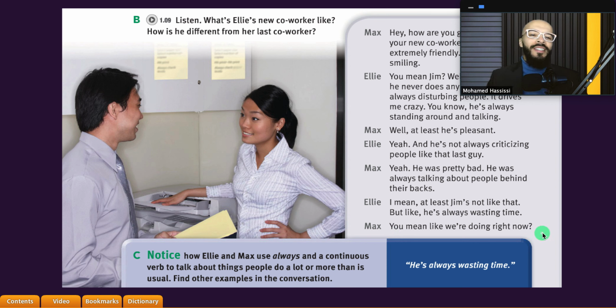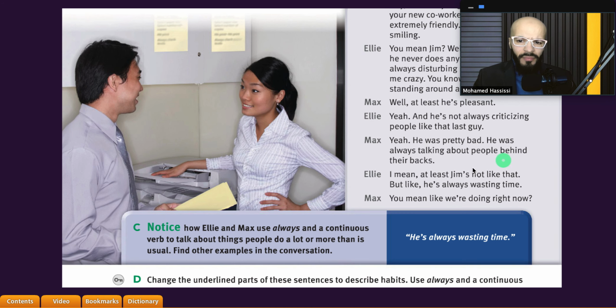There is a punchline to this little exchange. At the end, Max told Ellie, you mean he was standing around not doing anything, just like what we're doing right now? And as you see, Ellie and Max are standing by the Xerox machine, the photocopying machine, talking. So, yeah. Now notice how Ellie and Max use always and a continuous verb, could be in the present, could be in the past, to talk about things people do a lot more than is usual.